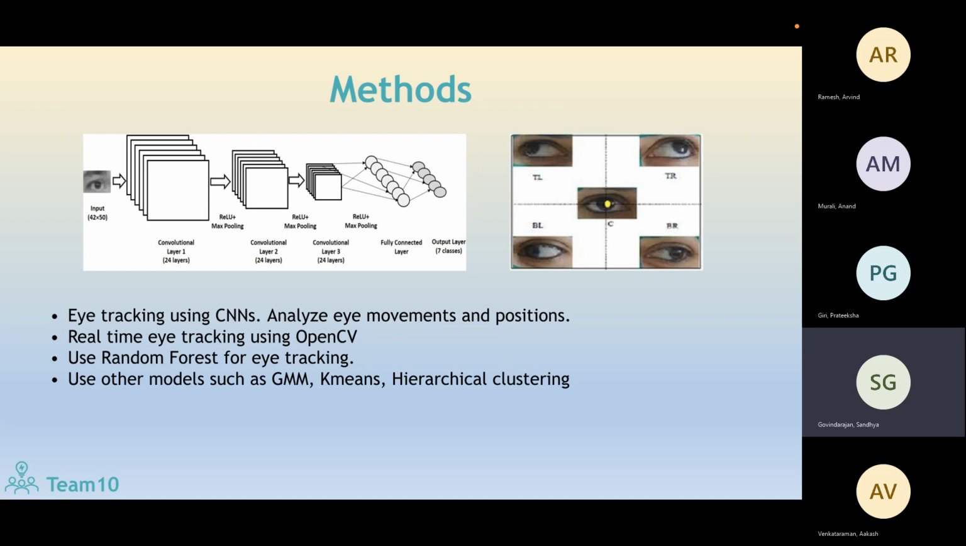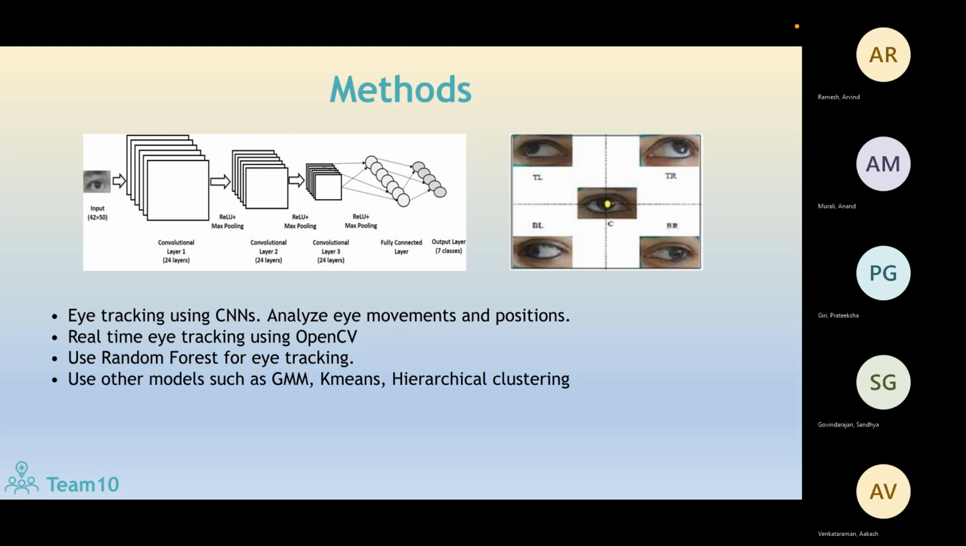Moving on to the methods. For our SVM, random forest, CNN, hierarchical clustering, K-means, and Gaussian mixture models, we pre-processed the data and we used these methods. We also evaluated these methods using accuracy metrics to find out which method best suits our model and our data.